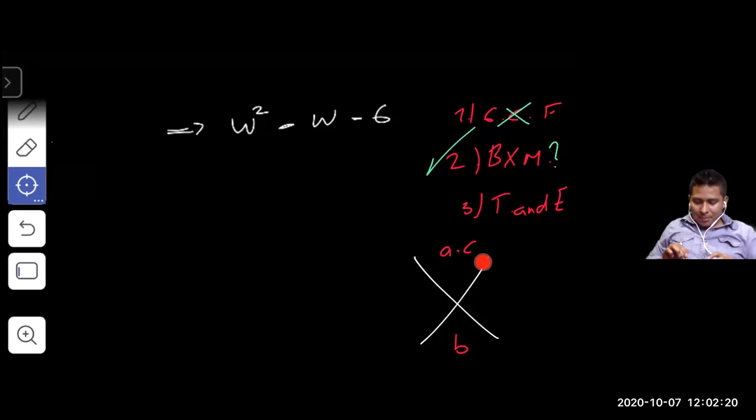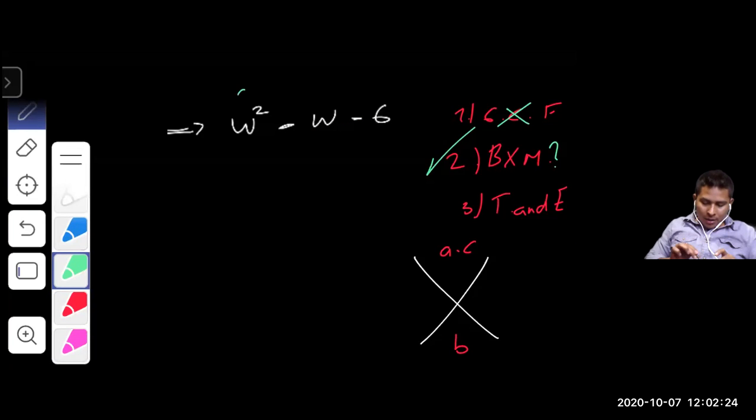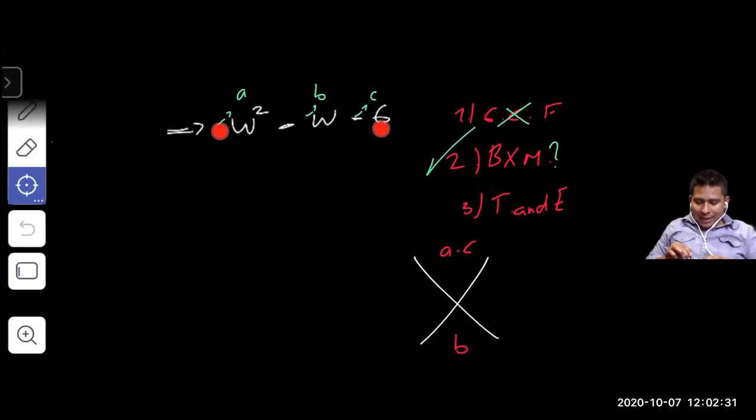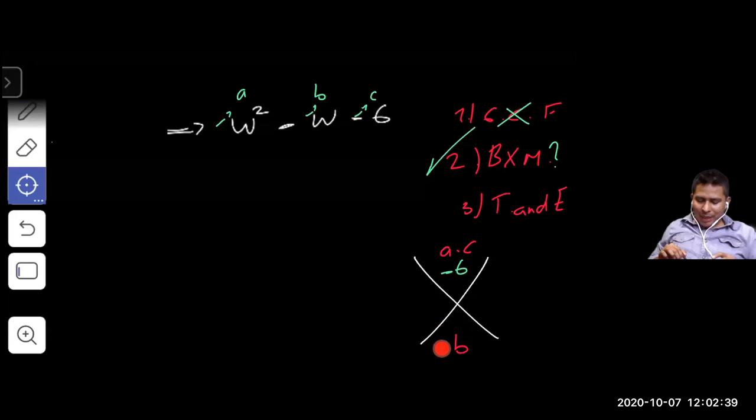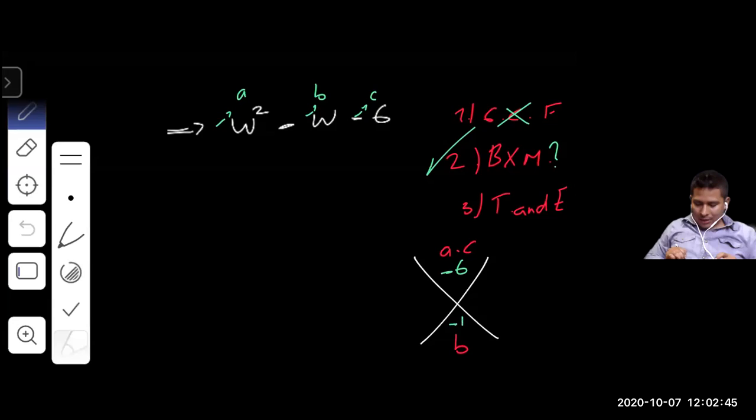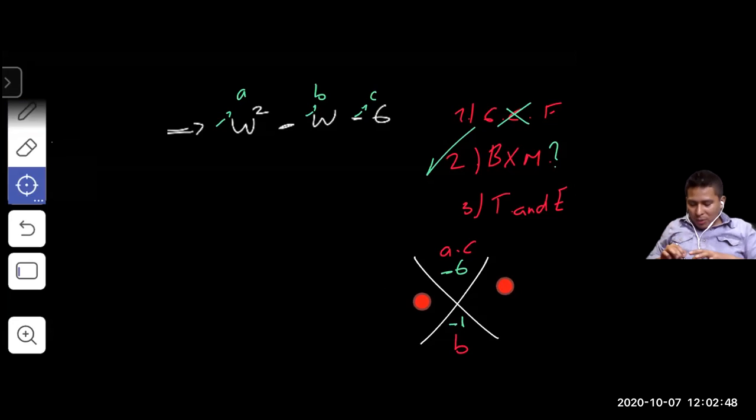What is A times C? This is A, B, C. If you don't remember, A, B, C are the numbers, not the variables. What is A? 1 times negative 6, negative 6. That's the first one. B, what is B? B is this number, negative 1. Excellent.